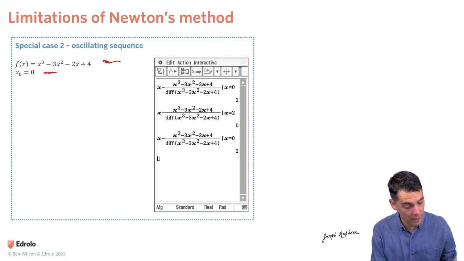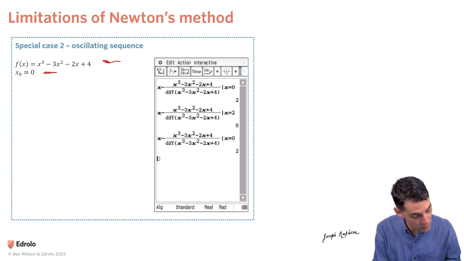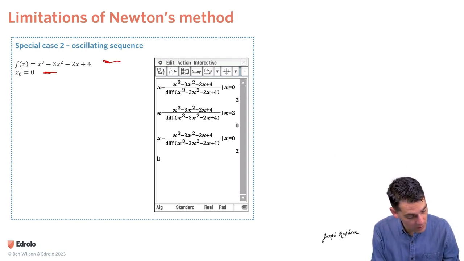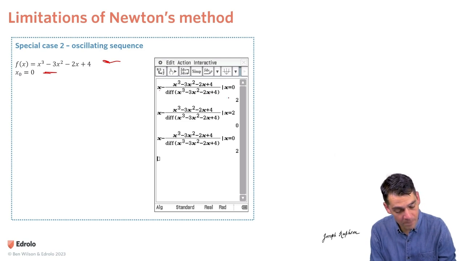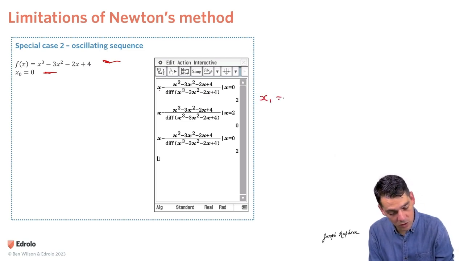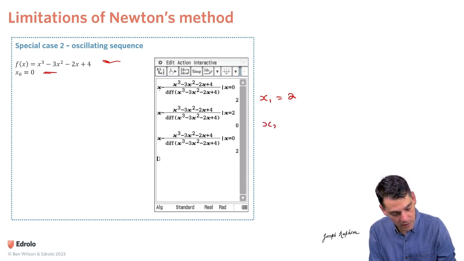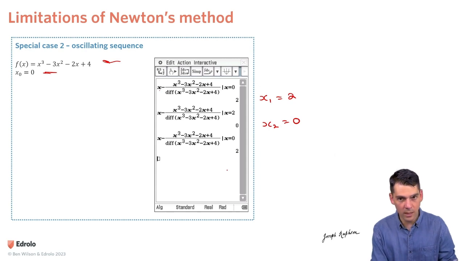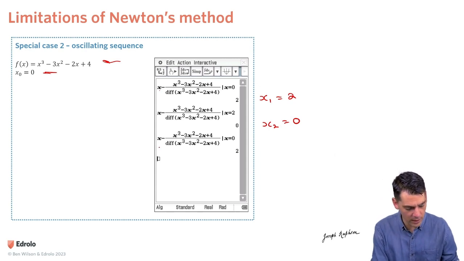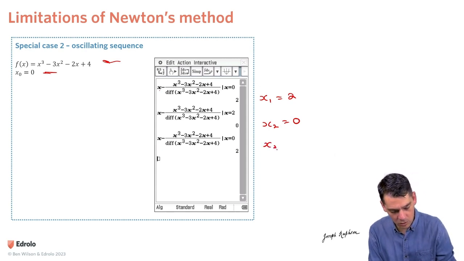So I set this up on the calculator, and for my initial guess, I've subbed 0 into this function here. So 0 minus, we've got the function value at 0 divided by the derivative at 0. And my x1 was equal to 2. Now, if I sub 2 in, my x2 is 0. So hold on. Then if I put 0 in, I'm going to go back to 2 again.